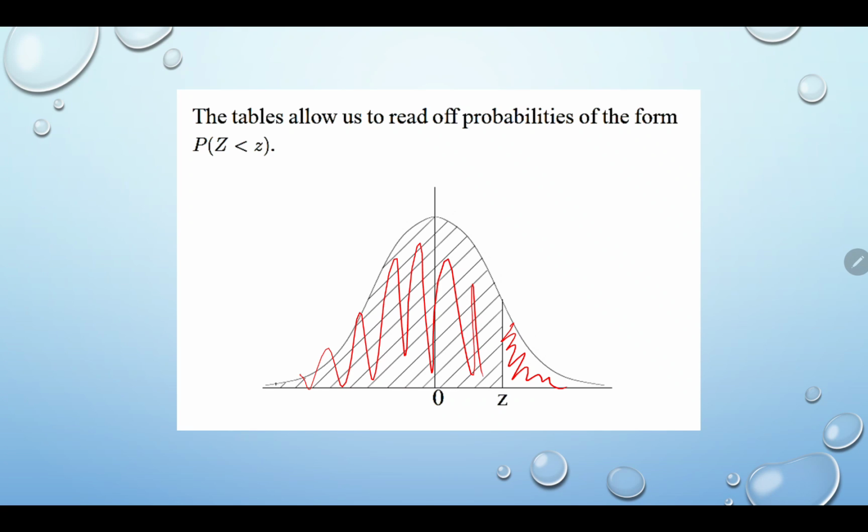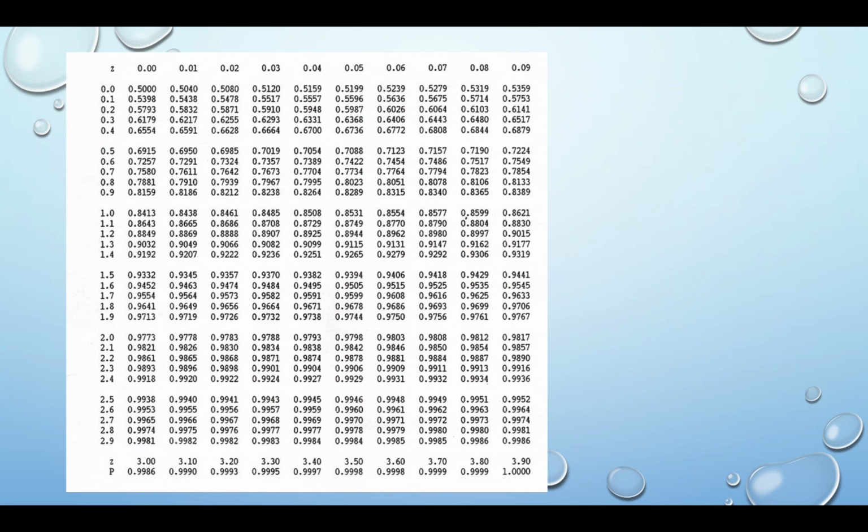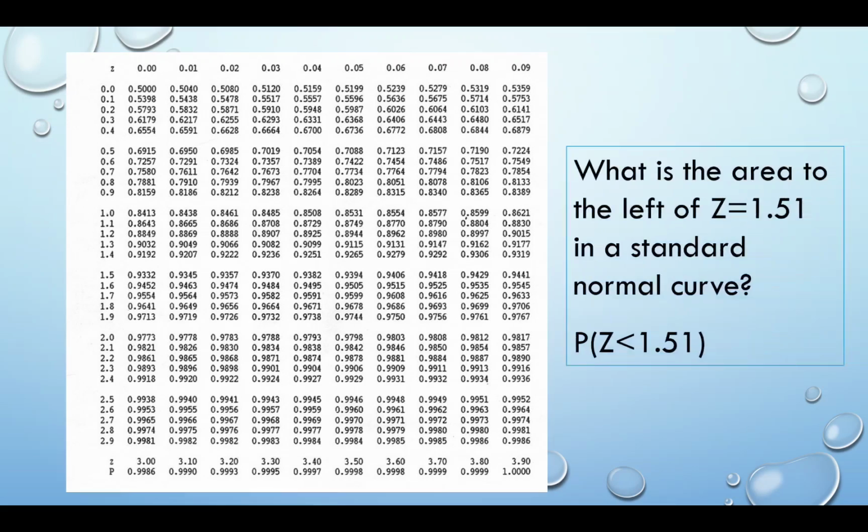So, we have to have the techniques para ma-solve natin yung different questions. For example, you're asked to find the area to the left of z equals 1.51 in a standard normal curve. Ibig sabihin, pag sinabing left of 1.51, ibig sabihin less than 1.51 z-score. Kailangan natin siyang gawin into this form para mas maging formal siya. So what is the probability of the z-score less than 1.51? Dahil less than yan, to the left yan, gagamitin na natin itong table na to.